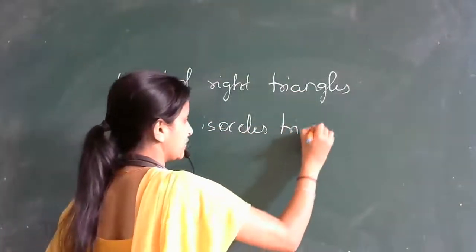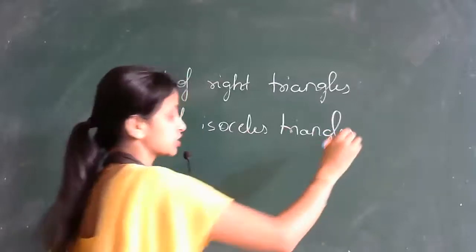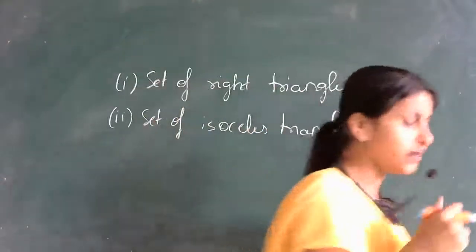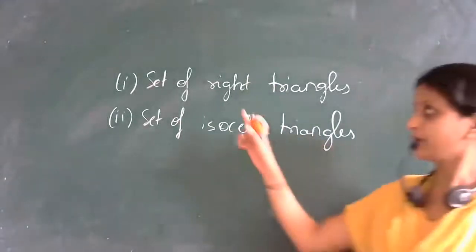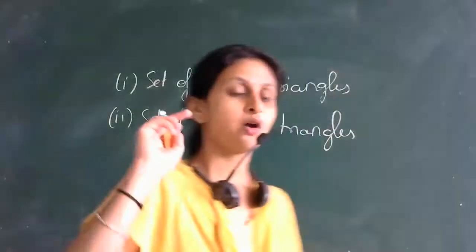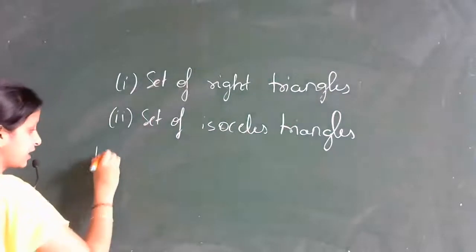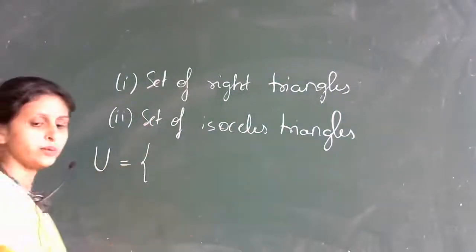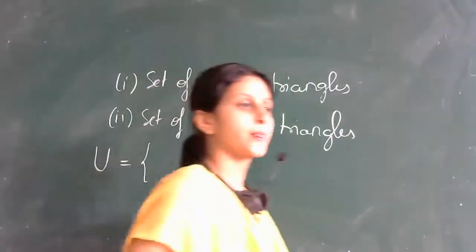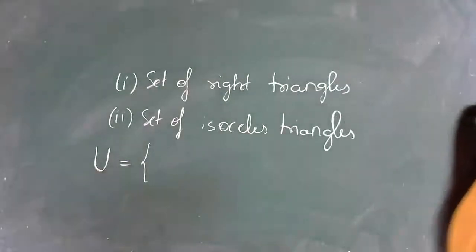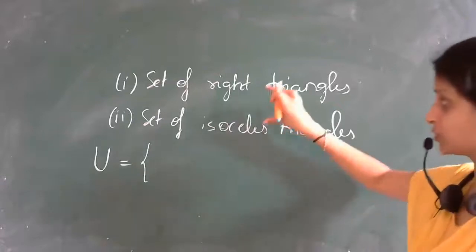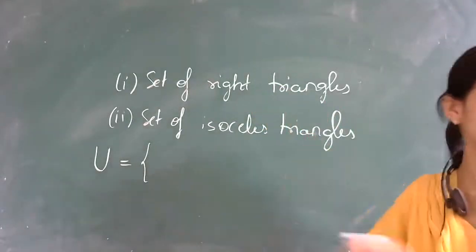As we all know the definition of universal set, it is a set which contains everything which is suitable. I told you it should be suitable. Now tell me, by looking at these two sets, what would be my universal set? As you all know, we will denote it by capital U. So can you tell me what will be my universal set, students? Which is that set which contains both these sets and is suitable?